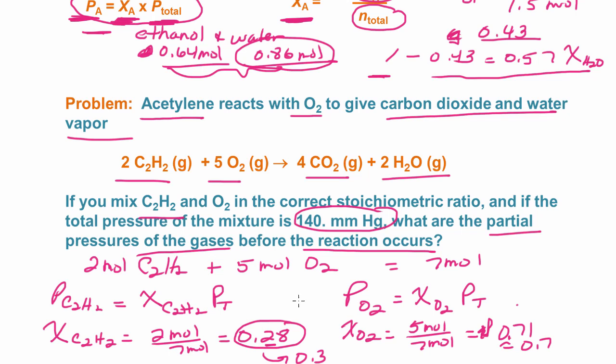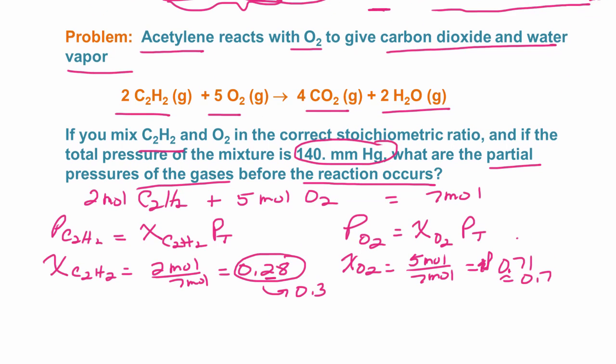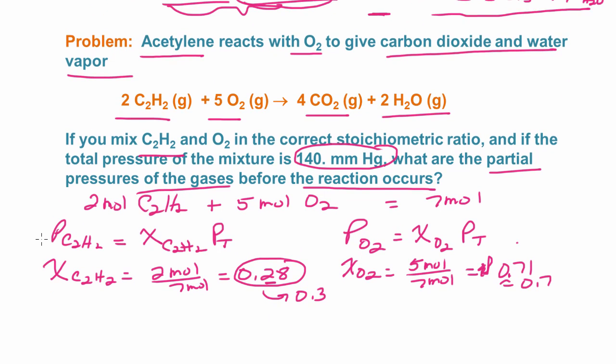Okay, so now we can determine the partial pressure of each gas. So the partial pressure for the acetylene is equal to the mole fraction of the acetylene times the total pressure, which is 140 millimeters of mercury. So 0.3 times 140, and that'd be 42 millimeters of mercury.